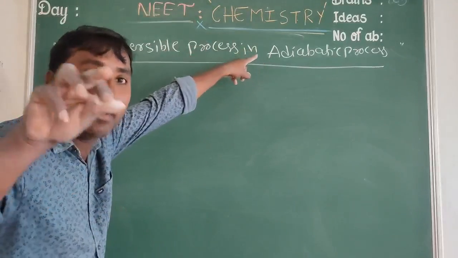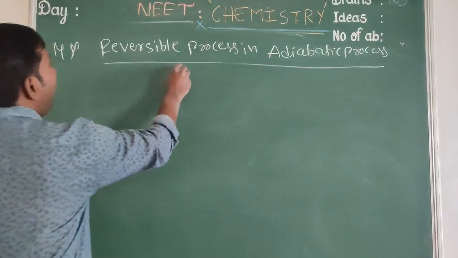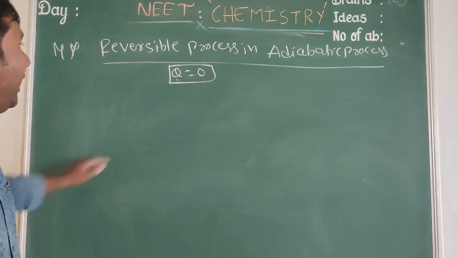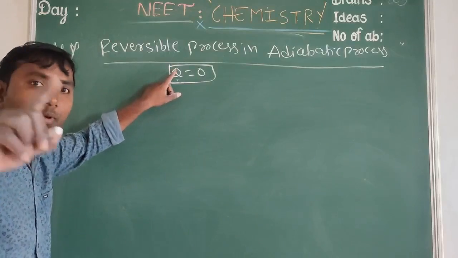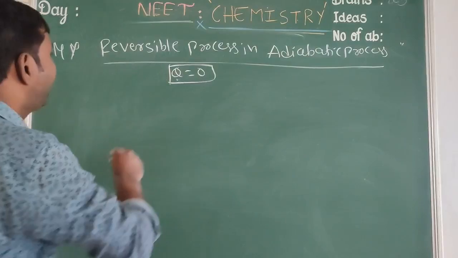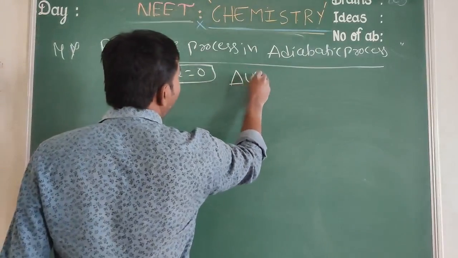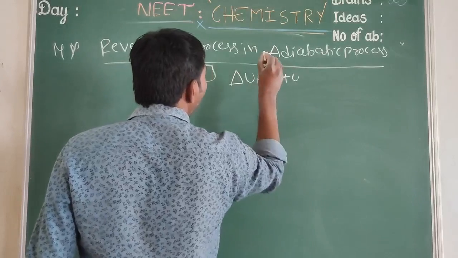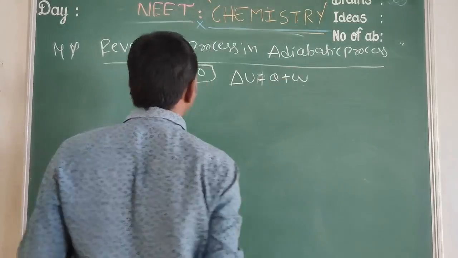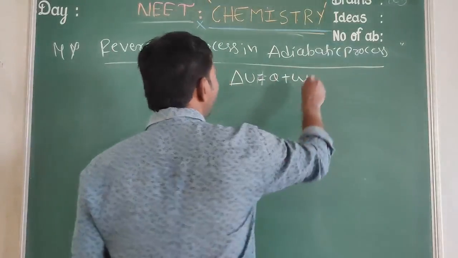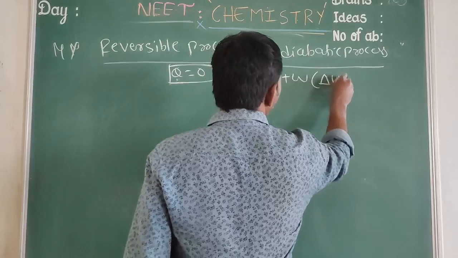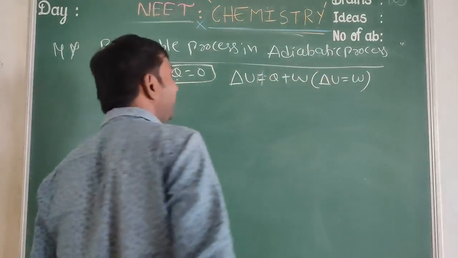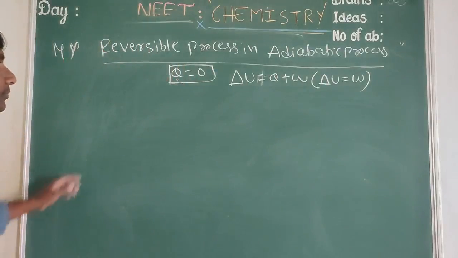This is the adiabatic process. In adiabatic process, Q equal to 0. That means, from the thermodynamics first law, del U equal to Q plus W. Here Q equal to 0, means del U equal to W.